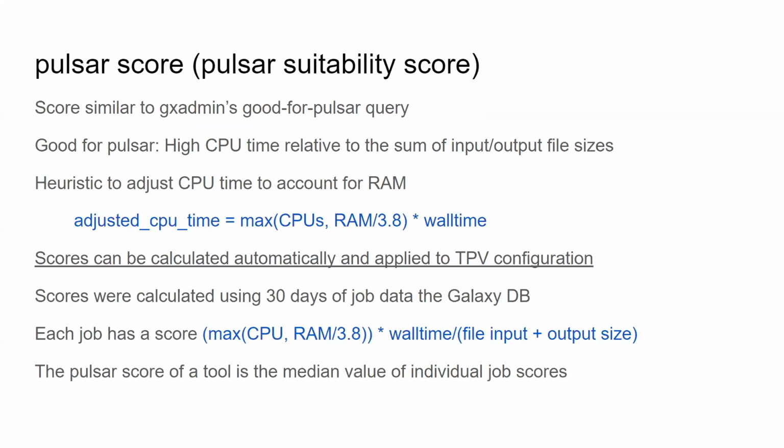So we've developed a heuristic, the Pulsar score. It's similar to the Good for Pulsar GX admin query. We want high CPU time relative to the sum of input and output size. And we've adjusted this to account for RAM as well. So if a tool has, say, 1 CPU allocated and 60 gig of RAM, we consider that to be a high resource tool. We calculated scores from 30 days of job data and gave each job a score. The Pulsar score of a tool is a median value of the individual job scores.